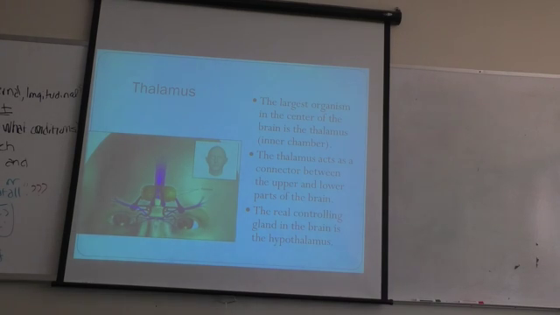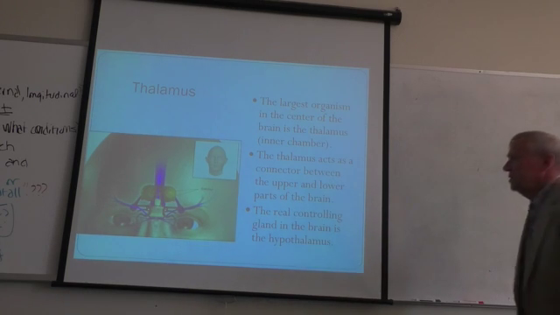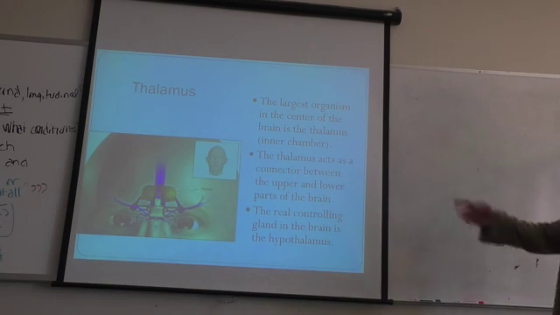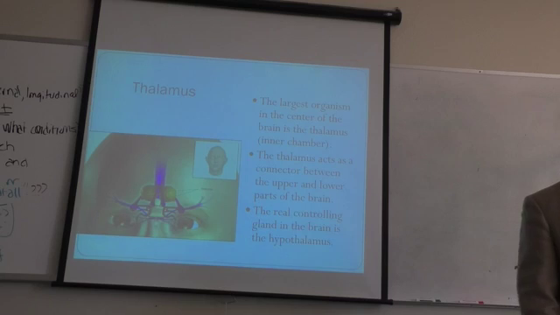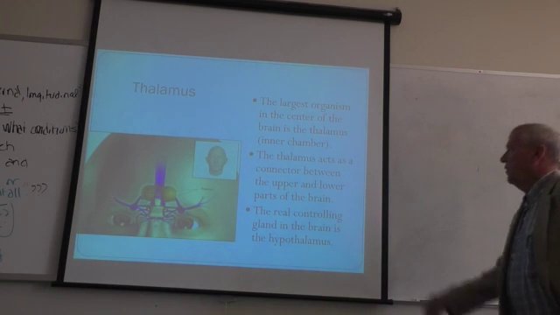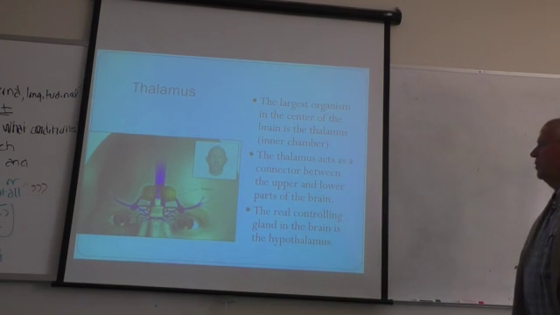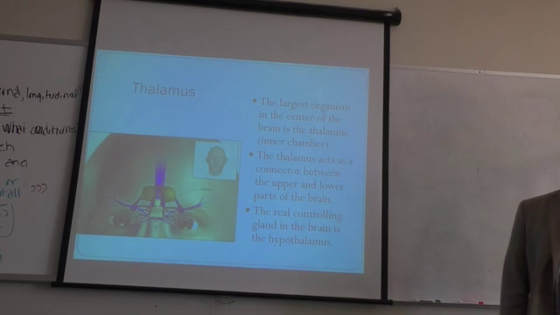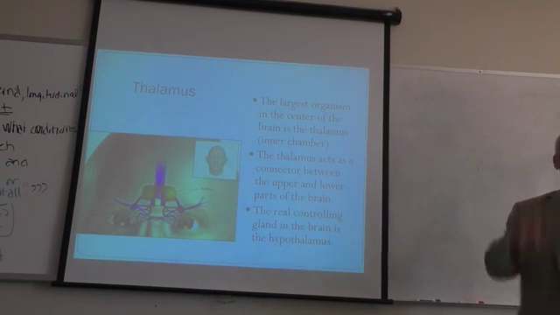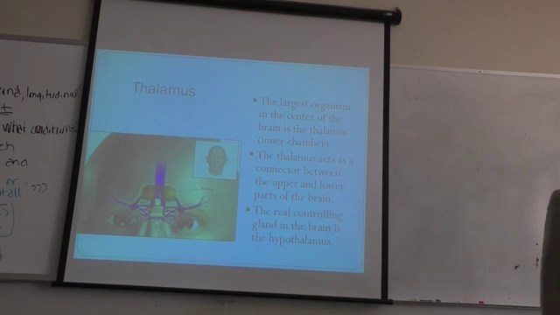The largest organ in the center of the brain is the thalamus. Thalamus is another word for inner chamber. In the beginning, we thought the thalamus was really important. Turned out it wasn't that important. The thalamus acts as a connector between the upper and the lower parts of the brain. So it's kind of like a conductor. It allows this piece of information to go through, but it really doesn't do anything else. It just guides information from one place to another.